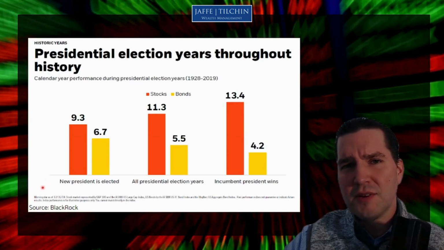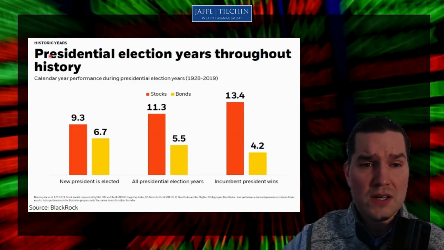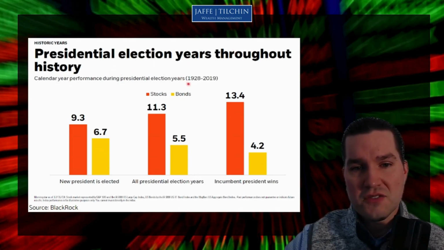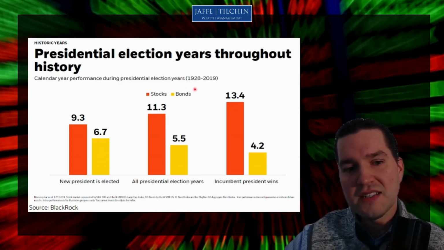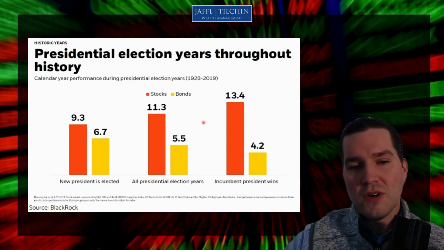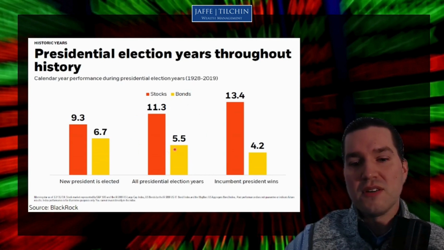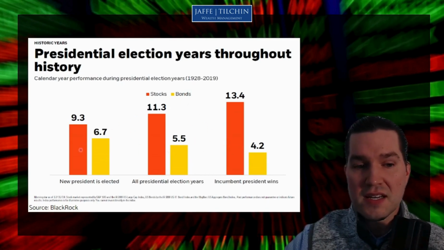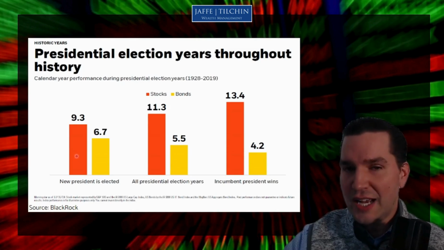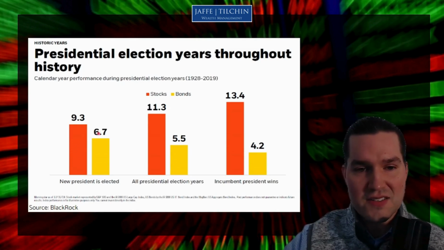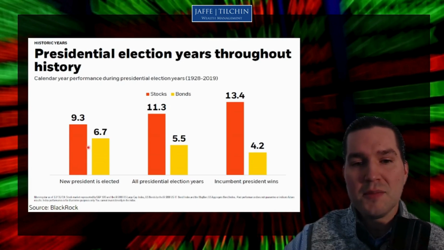How about the outcome of the election? You know, what does that mean? Well, here's presidential election years throughout history. This is 1928 to 2019. And it basically shows you all election years. So this is what we saw previously. And then what happens if the incumbent wins or if a challenger wins or a new president is elected. So there could be some years where we don't have an incumbent running.